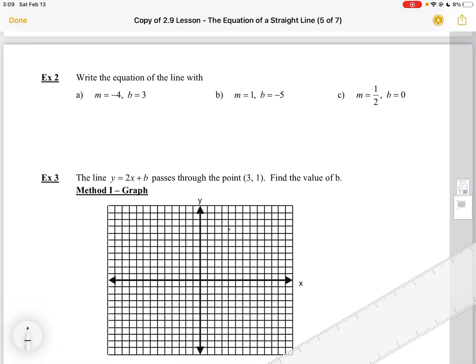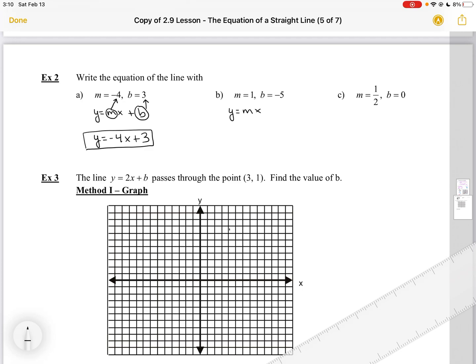In my first example, m is -4 and b is 3. So I'm going to start off with my equation of the line in general, and then I'm going to replace m with my given value, and I'm going to replace b with my given value, which means that my equation is y equals -4x plus 3.